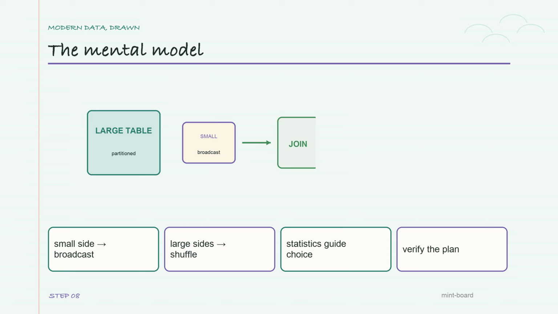Read the drawing from one idea to the next. Small side leads to broadcast. Then large sides leads to shuffle. Then statistics guide choice. Then verify the plan. You do not need to memorize every implementation detail yet. Focus on what moves, what stays fixed, and why the system does less unnecessary work.